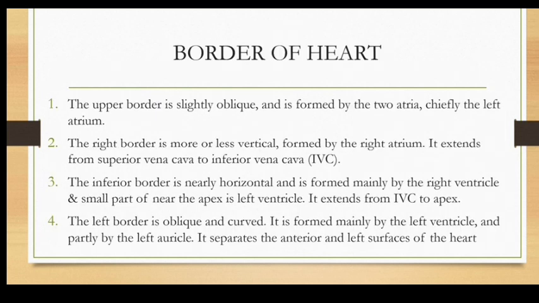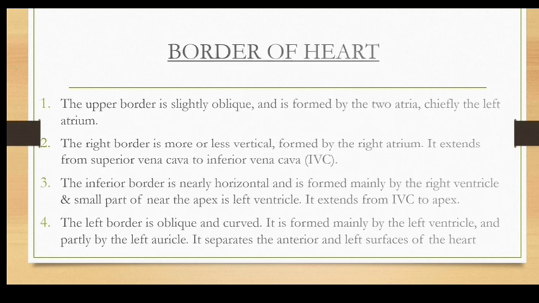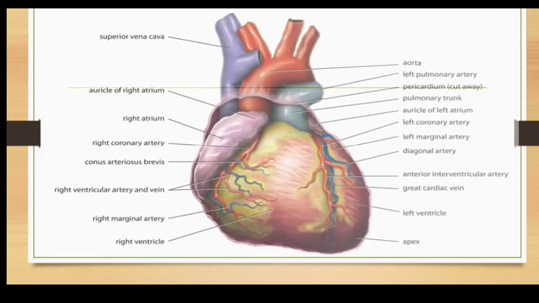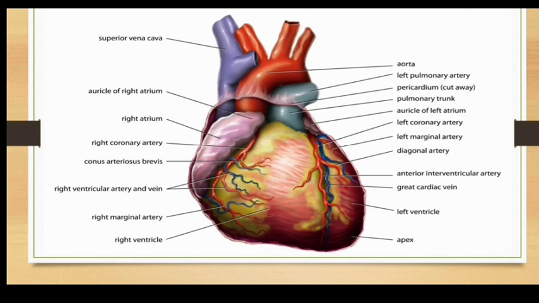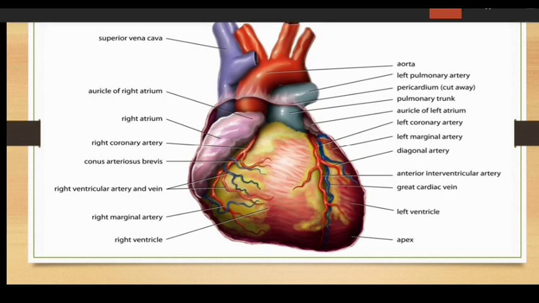Now the four borders, which we will see in this diagram. So this is known as the upper border. It is slightly oblique and formed by the two atria, right atrium and left atrium, right? And the right border, this is the right border. It is more or less vertical and is formed by the right atrium.